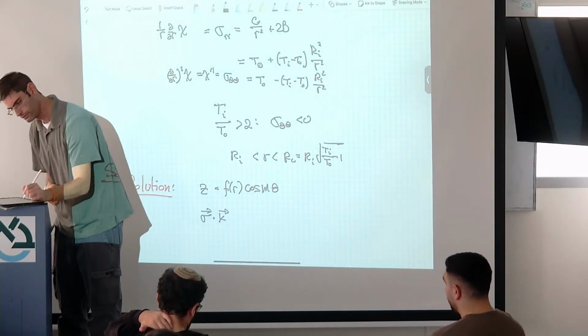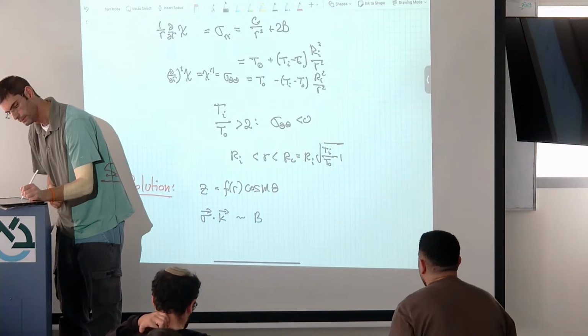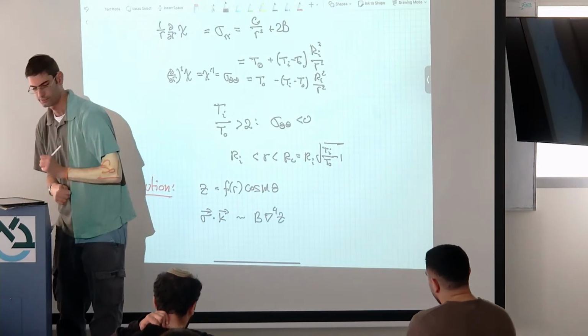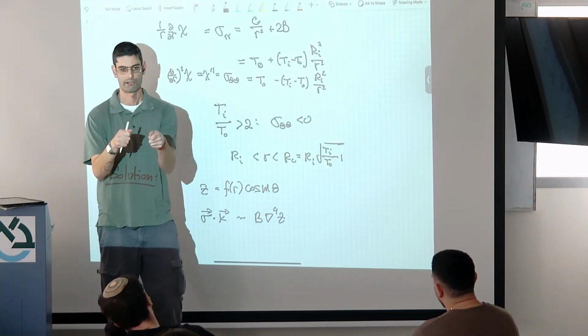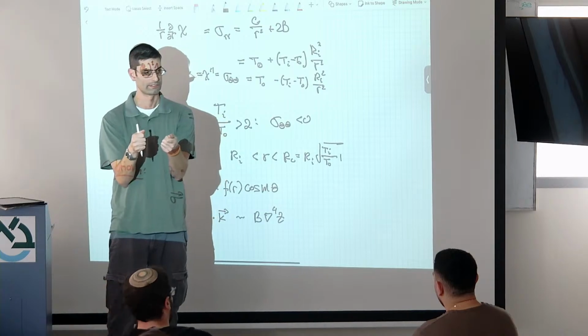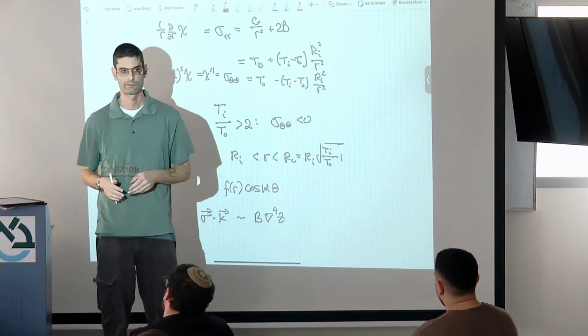And this is going to be like B times the fourth derivative of Z. This is the bending energy. So how much energy do I pay by bending my material? So you set one to the other, it gives you some scaling of M.